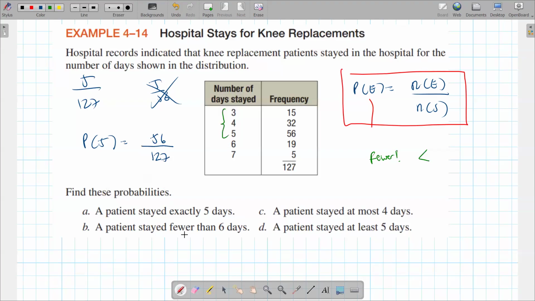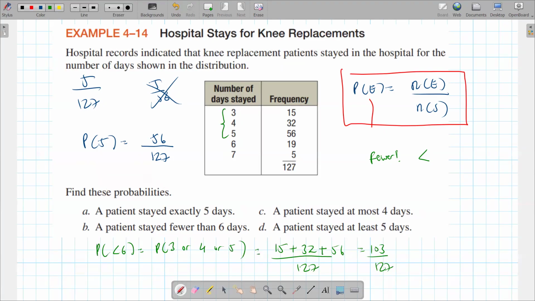So fewer means 3, 4, 5. Yes. So the probability of less than 6 is going to be probability of 3 or 4 or 5, right? And we know or just means a plus. So it's going to be 15 plus 32 plus 56 over 127. And then we add that in a calculator. So it's going to be 103 over 127. Final answer.